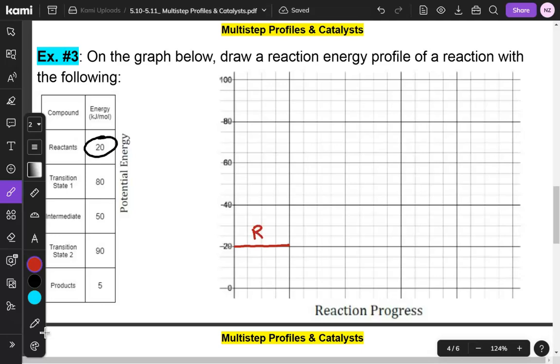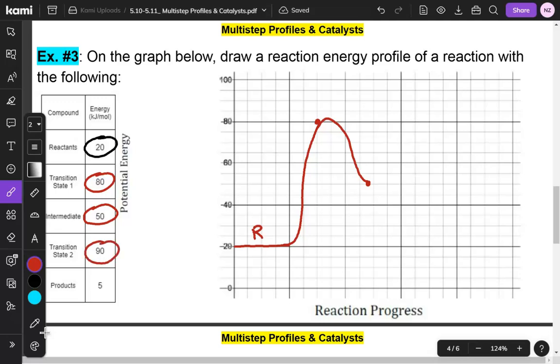It tells us transition state 1 exists at 80 kilojoules. So I'm going to draw a dot here at 80. And I'm going to connect my dots here. Connect my line to my dot. It tells us our intermediate occurs at 50 kilojoules. So 50 is down here. So let's draw a dot down here at 50. Connect the dots. This is kind of like a game.